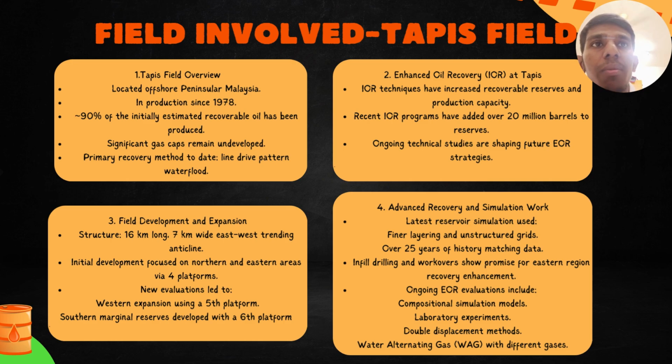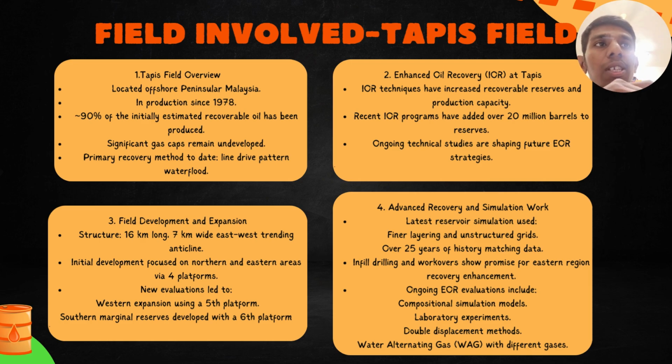And third, field development and expansion. The Tapis field is a structure 60 km long and 7 km wide, an east-west trending anticline. The initial development focused on the northern and eastern areas through 4 platforms. New development has also led to a new 5th platform, and now they are developing a 6th platform as well.